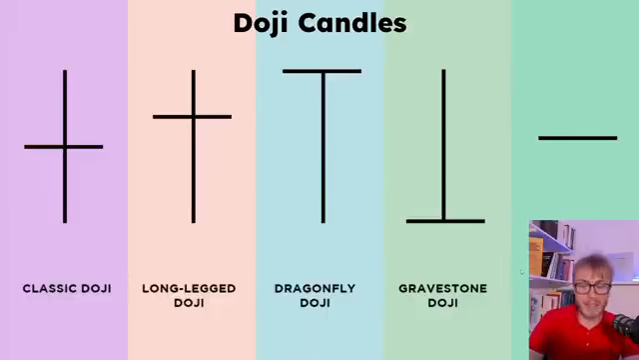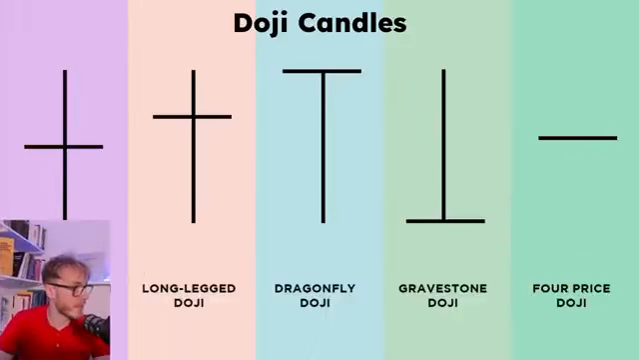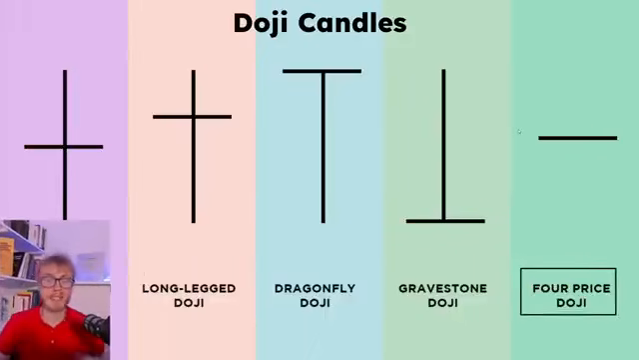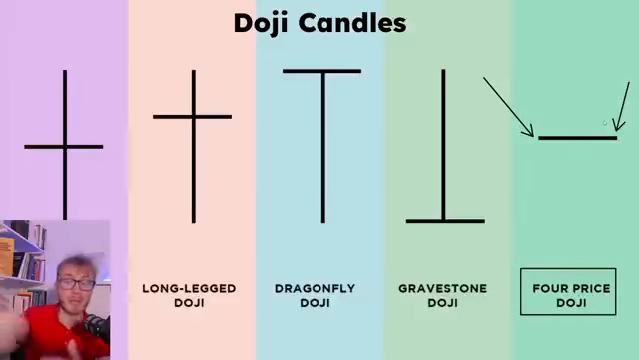The last doji candle is a very weird one. You can't see it right now, so let me move my camera so you can see the name. The last candle here is called the four price doji. This one is not too important to learn because it's very, very rare to find in the markets. This pattern is basically when the price opens and closes at the same level, and during the candle it doesn't really move at all.